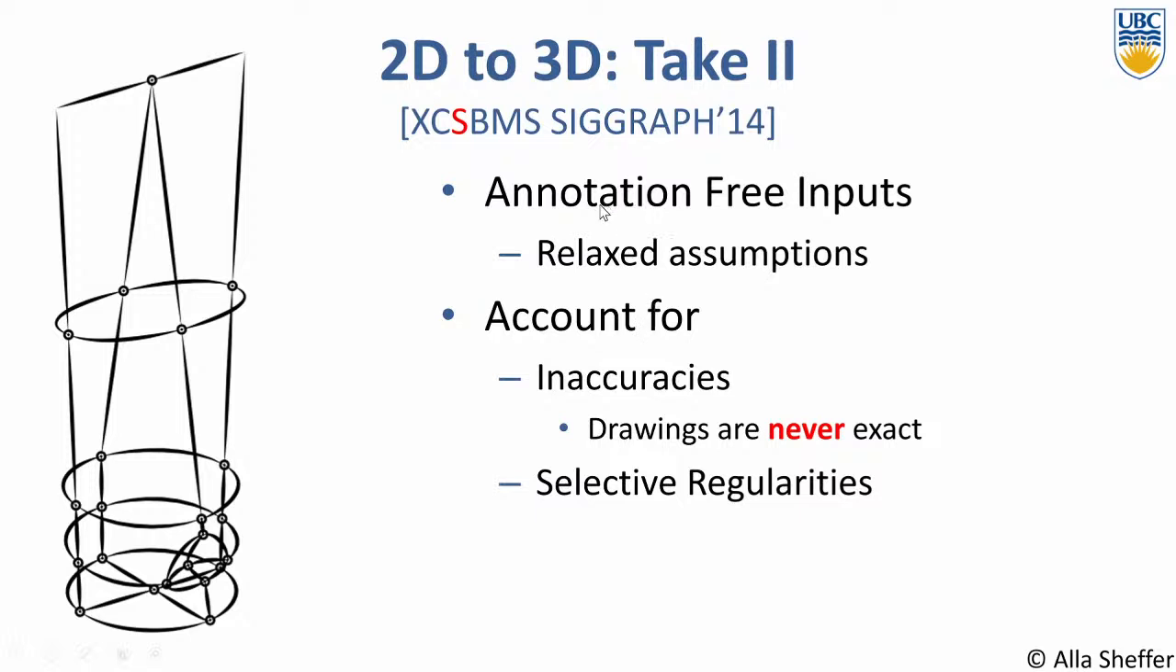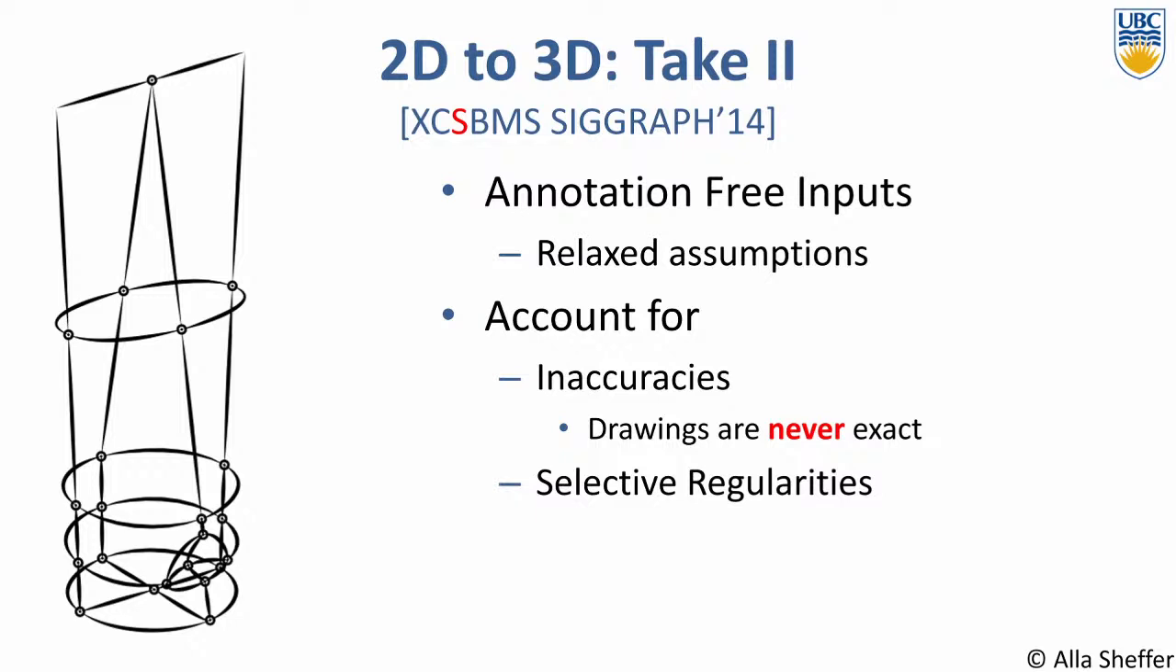Well, we have annotation-free inputs, and we relax the assumptions. One of the things we account for, which is critical, is inaccuracies. Human drawings are never accurate. When you take a photograph, you have an accurate representation of real life. Maybe all you need to know is the parameters of your camera. When people draw, that's never the case. An artist is never going to create perfect perspective. We have studies on that.